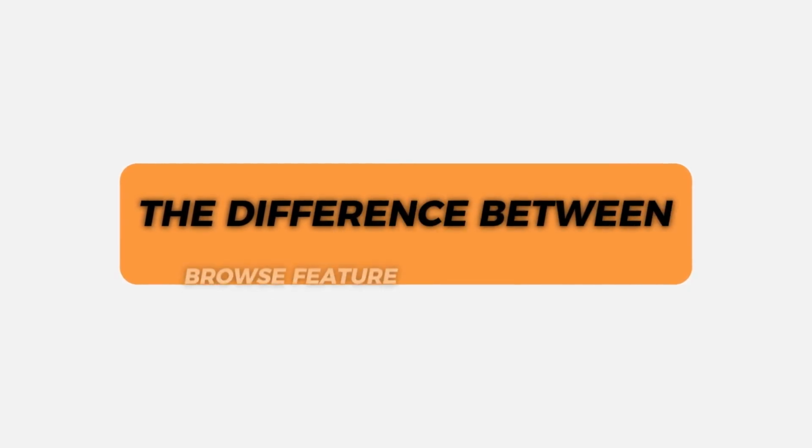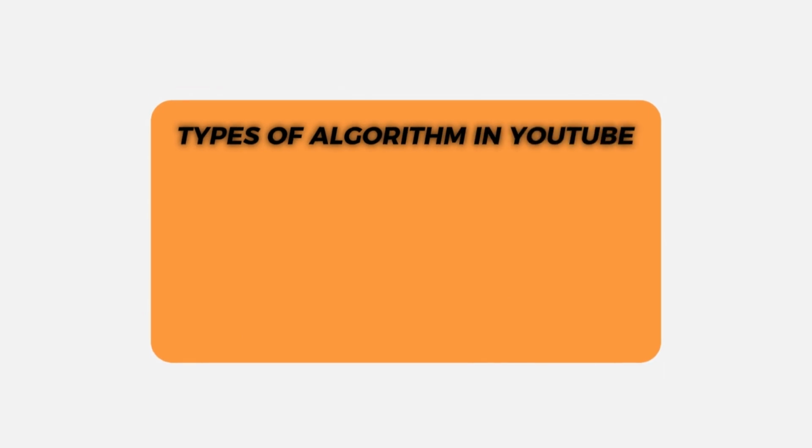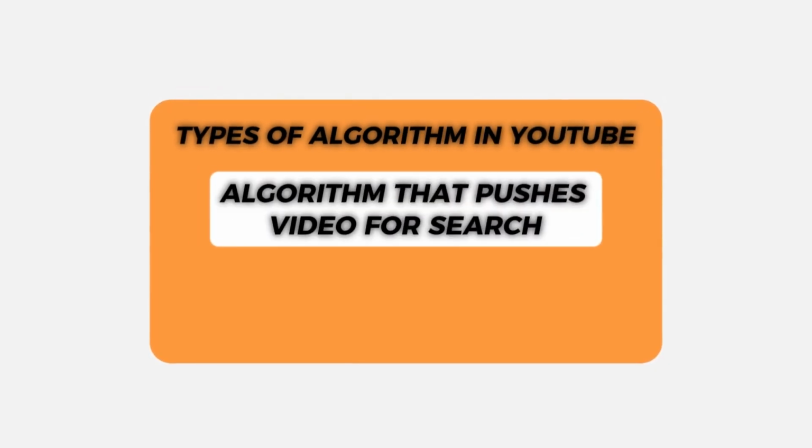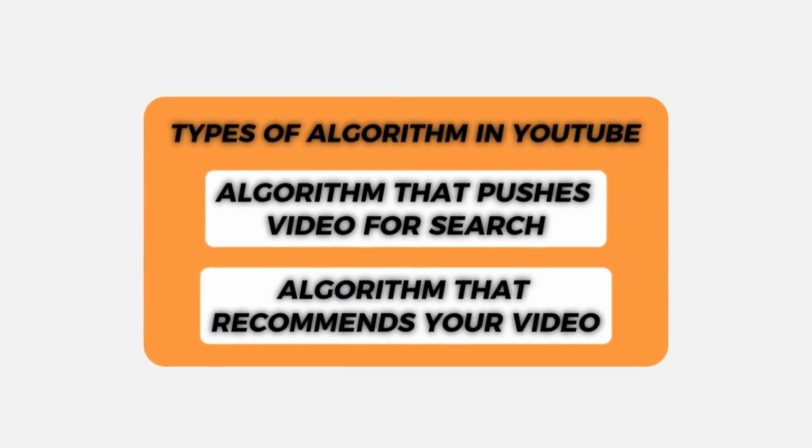And then the other thing that you need to understand is what I call the difference between the browse feature and the search feature. There are different algorithms in YouTube. You need to understand that. There's the algorithm that pushes your video for search. There's the algorithm that shows your videos to people who search for it. And there's another algorithm that recommends your video for people who just open their YouTube. When you open your YouTube page and you get all these videos shown on your screen and you just click on one, the browse feature is the one that shows you that, while the search feature is the one that shows your video to people who search for your root keyword, or anything related to that in your video.